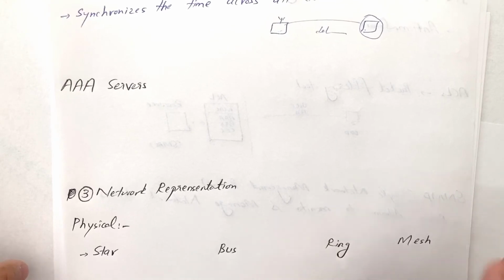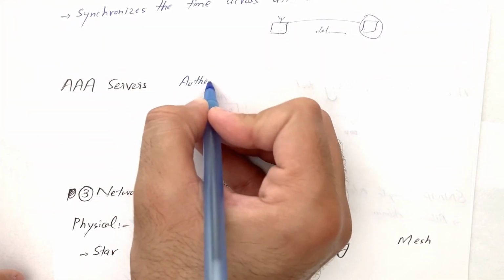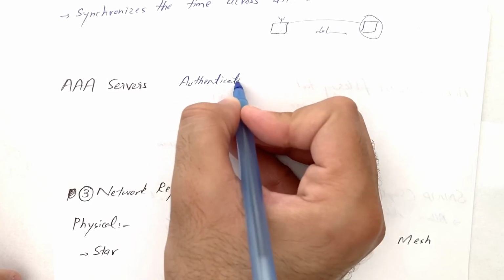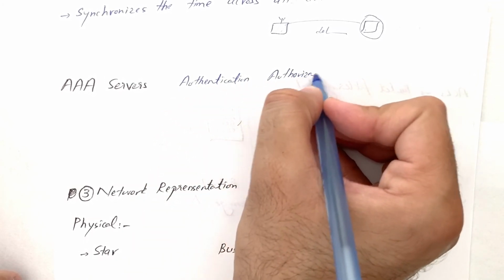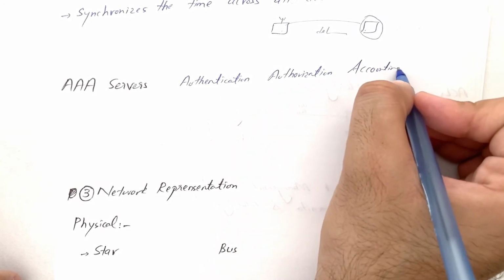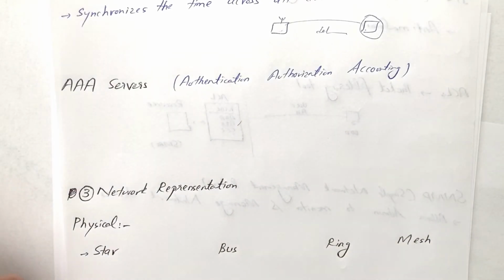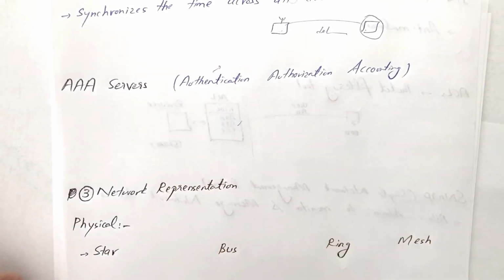So what is AAA? AAA stands for authentication, authorization, and accounting. We actually use specific servers to perform AAA. Authentication, as you know, is to verify the credentials, to verify the user is the same person he or she claims to be, not an imposter.